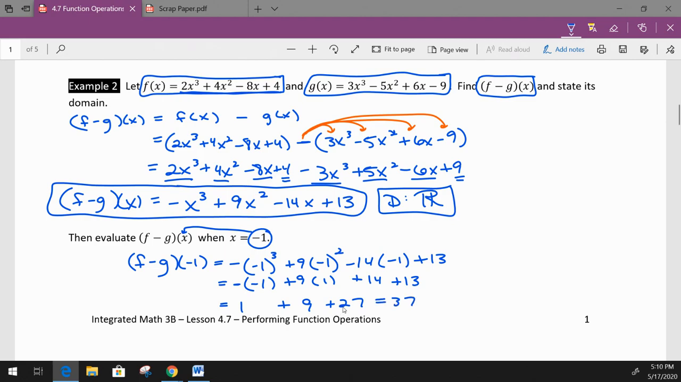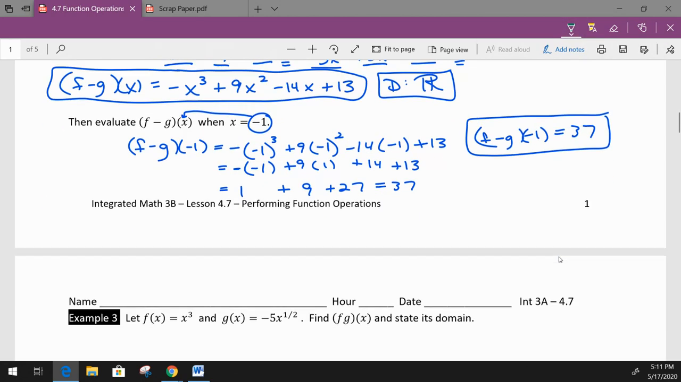So to answer the second part, I would say f minus g of -1 equals 37. All right, so we've got our new function, our domain, and f minus g of -1, which equals 37.